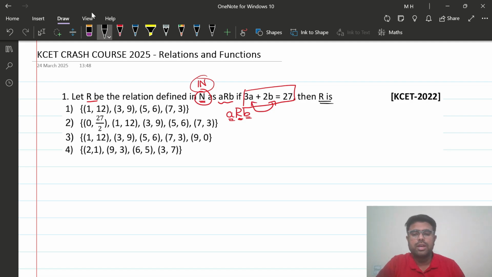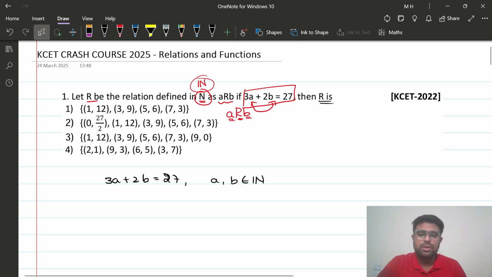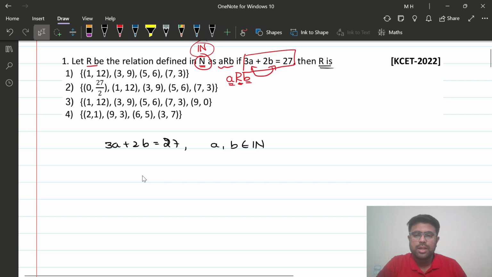Then R is, so we have to find out R. So what I'll do is I'll take this equation first. The equation that is given is 3a plus 2b is equal to 27. And since the relation is defined in N, both a and b must be natural numbers. So I will keep substituting the natural numbers for a, and I will find out the values of b, and we'll see whether all those values are going to be in N or not, and then we'll decide what is going to be the relation.